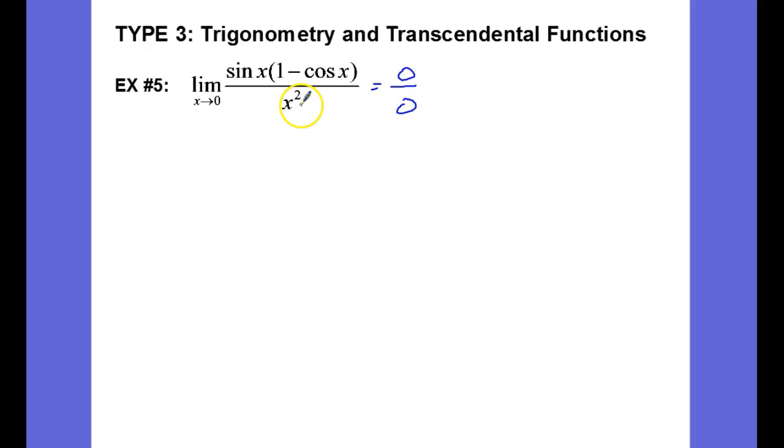And x squared is a polynomial function. It is everywhere continuous and differentiable, so that's good. Sine of x times 1 minus cosine of x, even though it is a product, each of these functions are themselves continuous and differentiable over all real numbers, so therefore their product is. We can apply L'Hopital's rule.